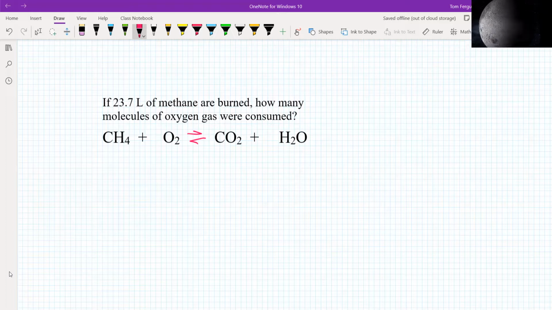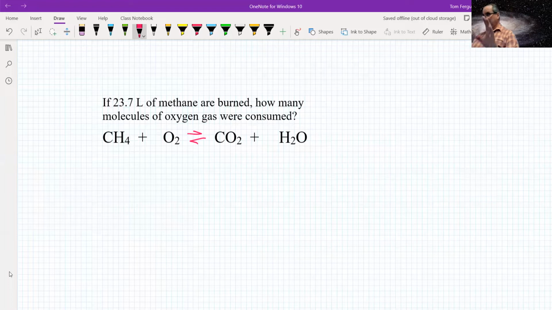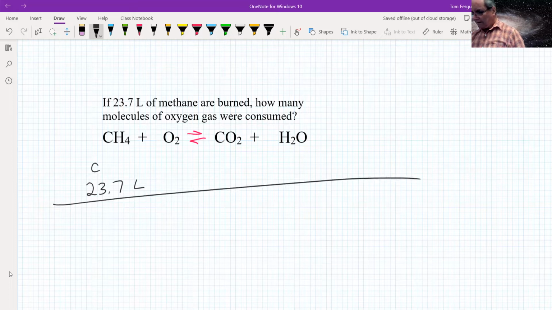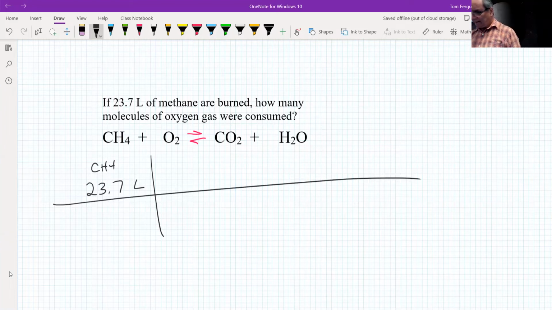What are we trying to calculate? Molecules, number of molecules. Now we're going to use Avogadro's number. So let me do this one with you. Okay, so step one is to convert the liters of gas to moles.